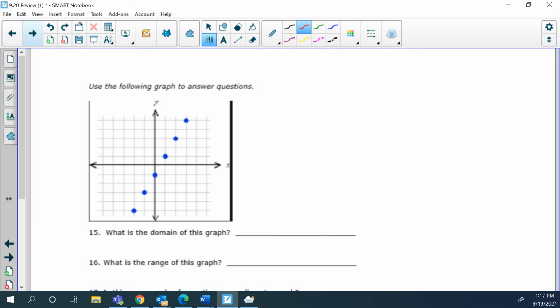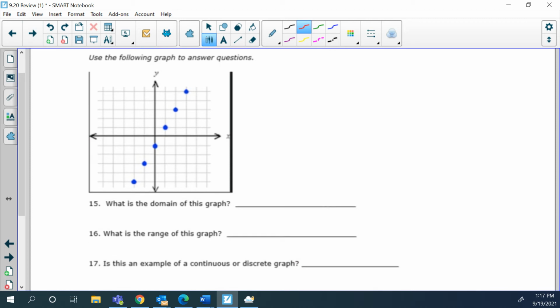Number 15 here, you actually find a domain. Remember, domain is we want to find an x value. So I'm just going to start with the leftmost point and draw a line to the x-axis, and that's going to be -2 right there. Next one is going to be -1. This is going to be 0. This is going to be 1, 2, and 3. So my domain is going to be -2 all the way up to 3.